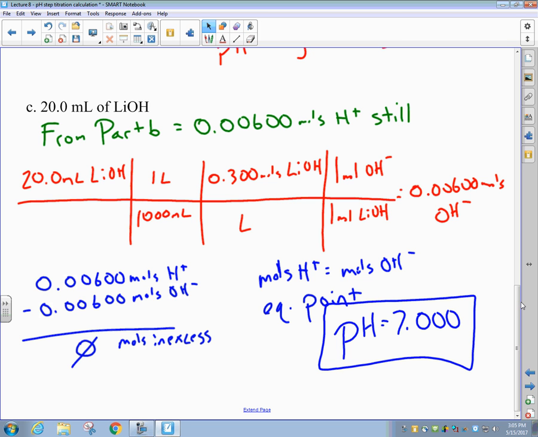If I were to give you, say, part D, and we continue to add base, you need to recognize that then you're going to have an excess of hydroxide rather than hydrogen ions, so that when you calculate that, you're going to have an excess concentration of your hydroxides. Please don't forget that when you take the negative log of that, you're solving for pOH rather than pH, and you have to do a last step of subtracting from 14.